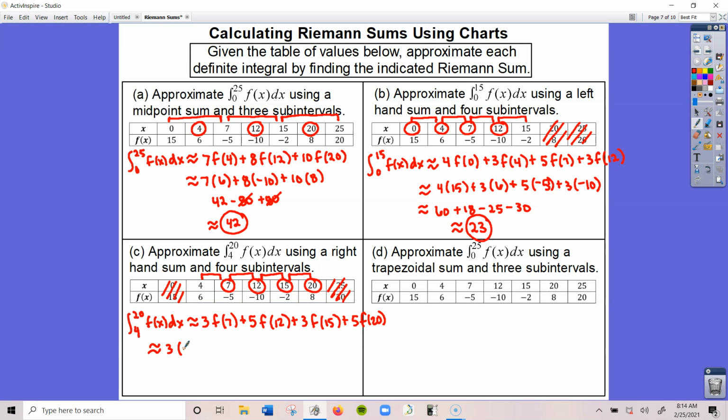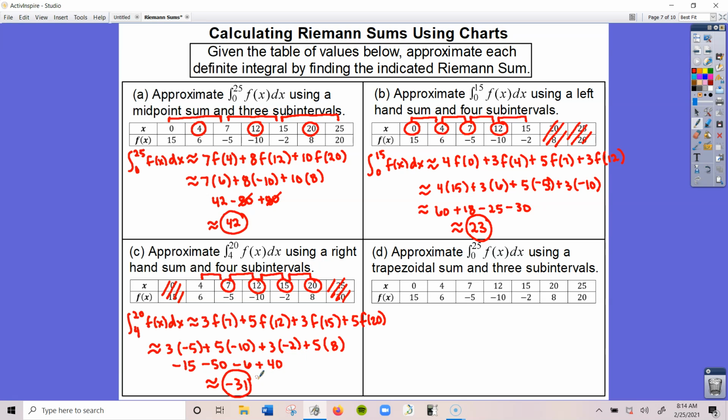So 3 times f of 7, which is negative 5, plus 5 f of 12, which is negative 10, plus 3 f of 15, which is negative 2, plus 5 f of 20, which is 8. So we get here negative 15 minus 50 minus 6 plus 40. Negative 15 minus 50 is negative 65, minus 6 is negative 71, plus 40, we get an approximate area of negative 31. Now you're probably wondering, how can we get a negative area?